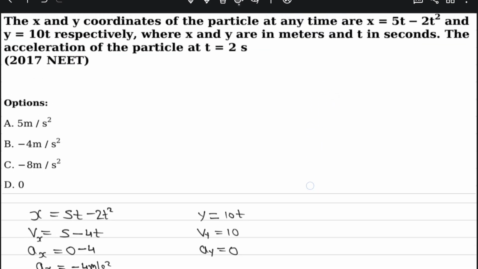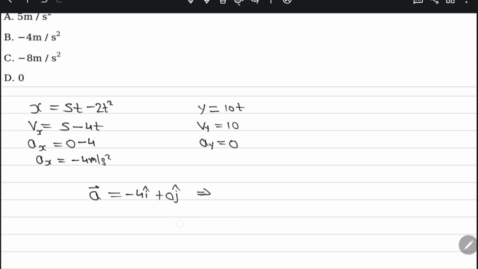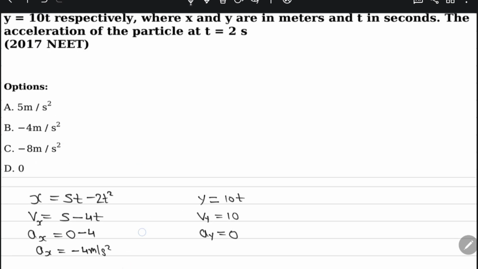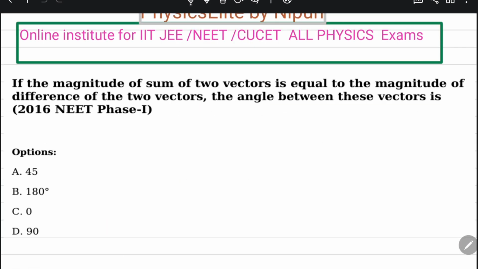Okay, in this they are not asking for the magnitude. You can directly say our net acceleration is minus 4 i cap, which means minus 4 meter per second square. So which option is correct? Option B. Option B is correct, right.